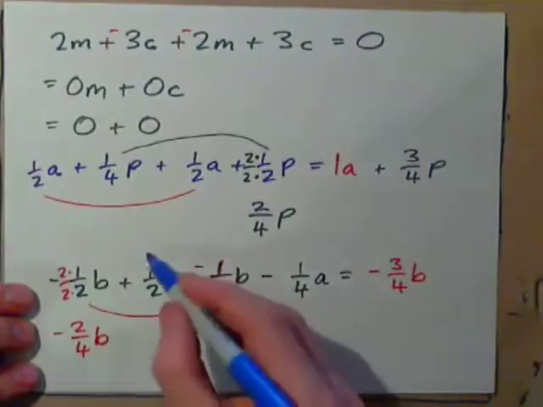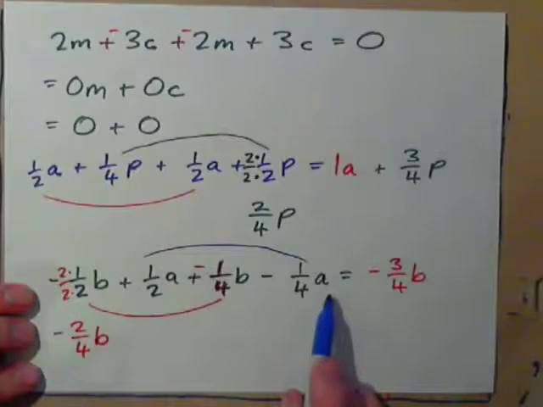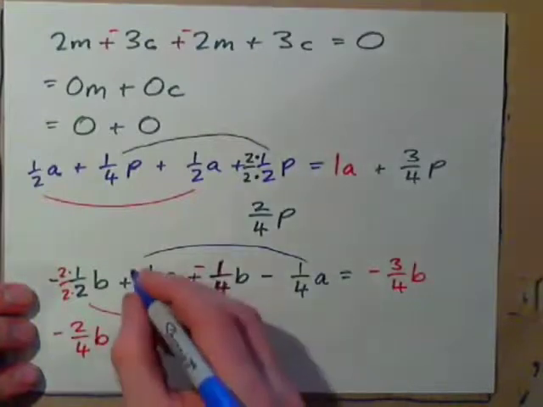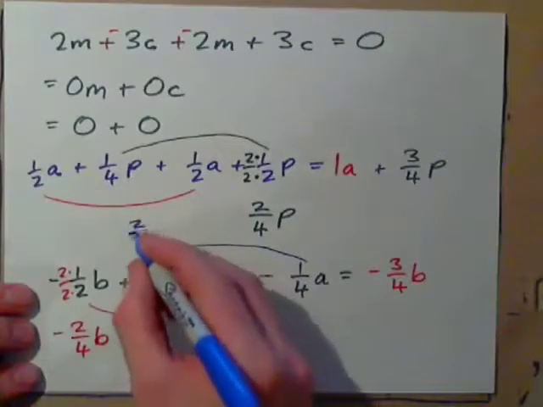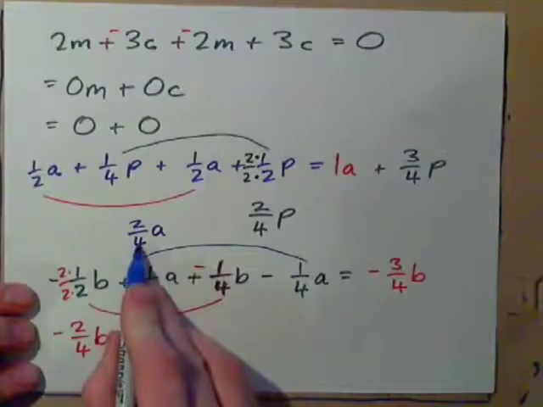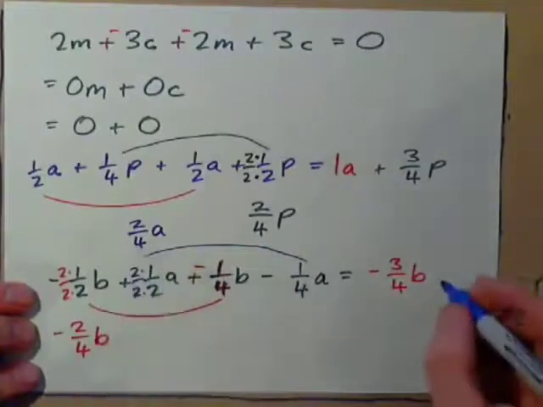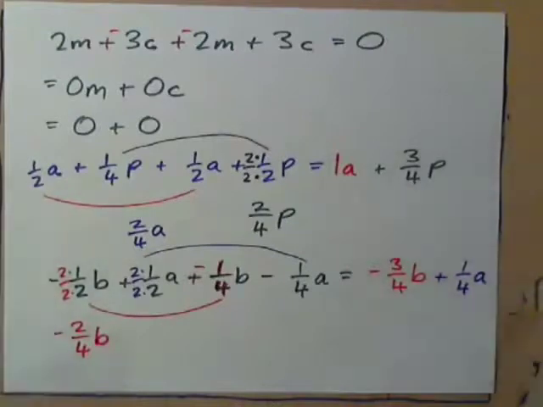Now let's combine the apples. Half an apple minus a quarter of an apple. Well, change the half to quarters, times it by 2 over 2. Now we've got 2 quarters of an apple. 2 quarters of an apple minus 1 quarter is 1 quarter a, right?